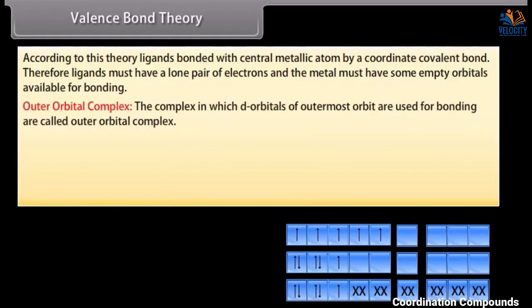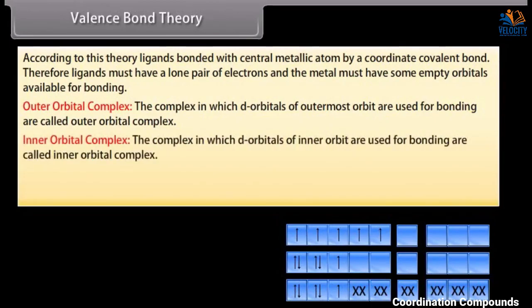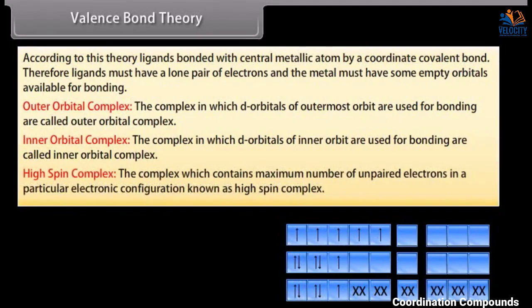Outer orbital complex. The complex in which d orbitals of outermost orbit are used for bonding are called outer orbital complex. Inner orbital complex. The complex in which d orbitals of inner orbit are used for bonding are called inner orbital complex. High spin complex. The complex which contains maximum number of unpaired electrons in a particular electronic configuration is known as high spin complex.